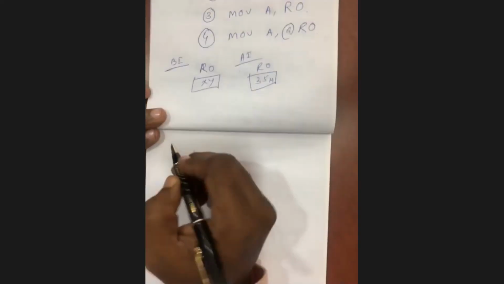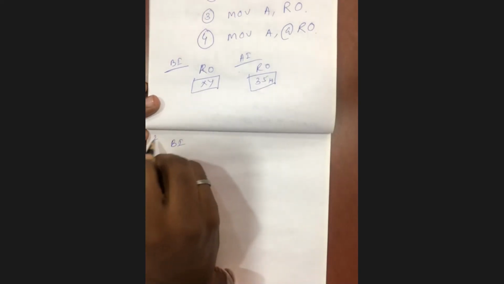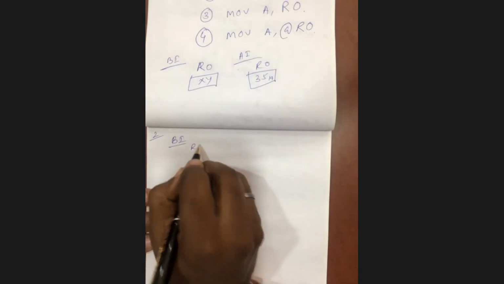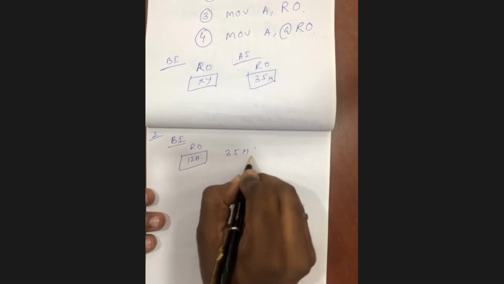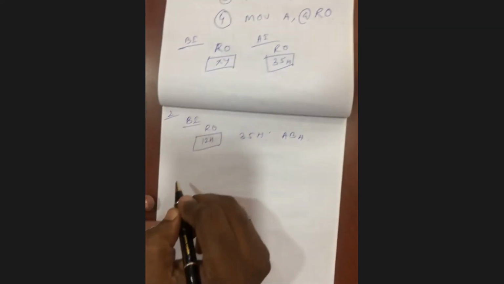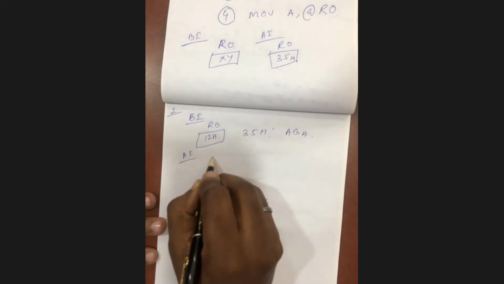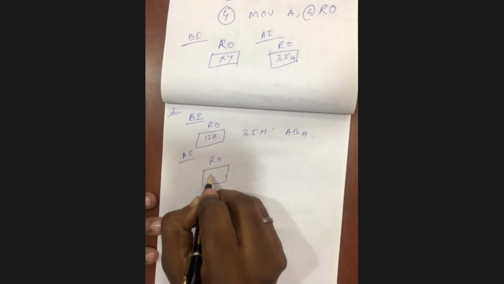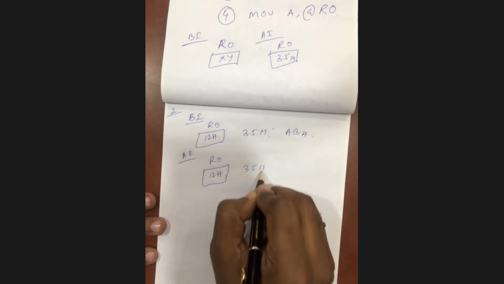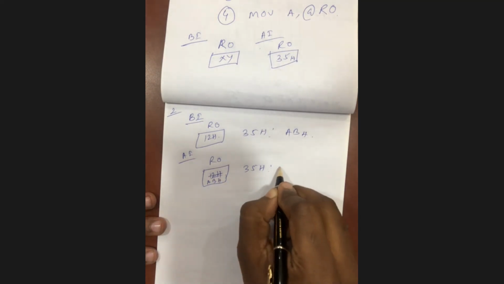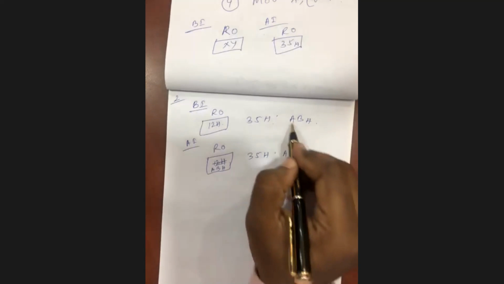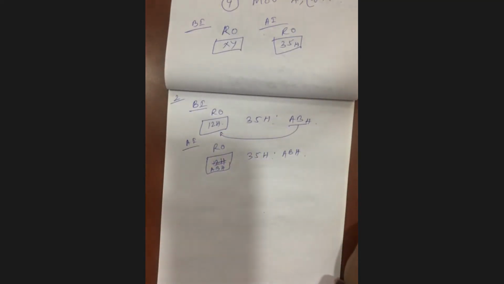This is the number 2 instruction. Before the instruction, say R0 is 12H and say 35H has AB. After the instruction, R0 will be ABH, and 35H will be ABH. Means this ABH will be copied into R0. Is it clear? Yes, sir.